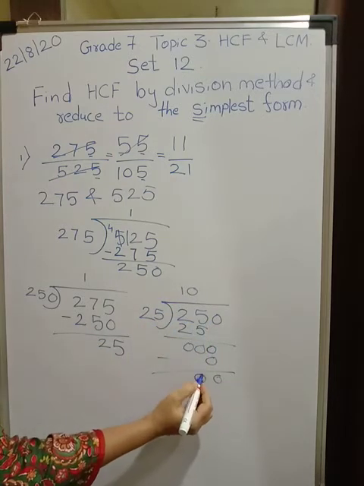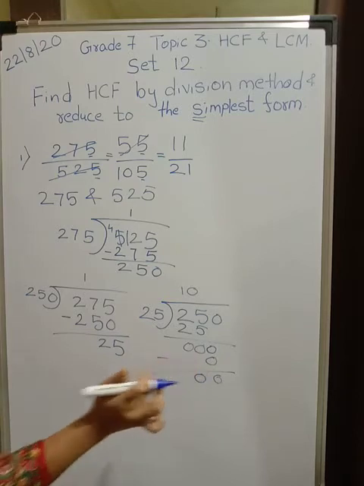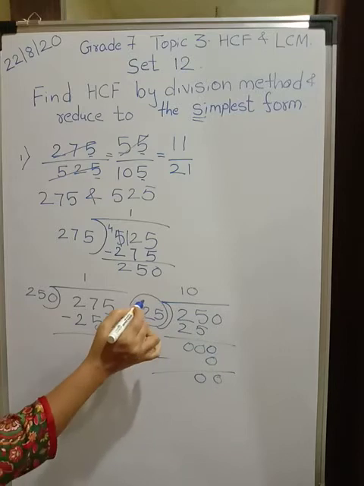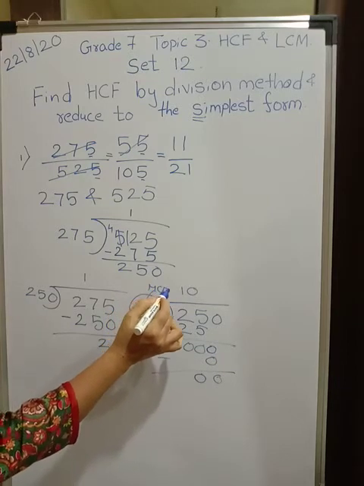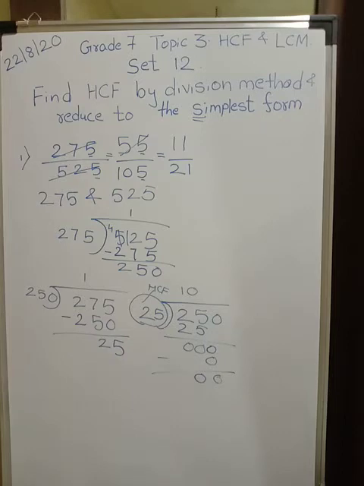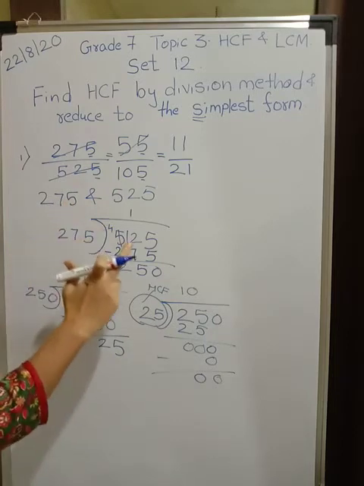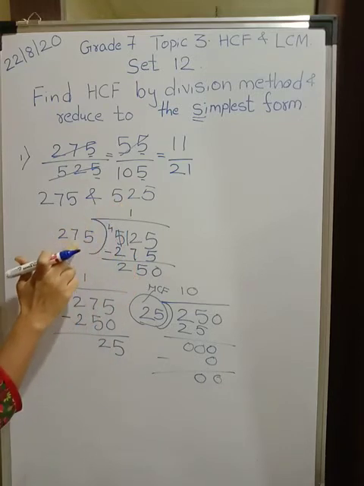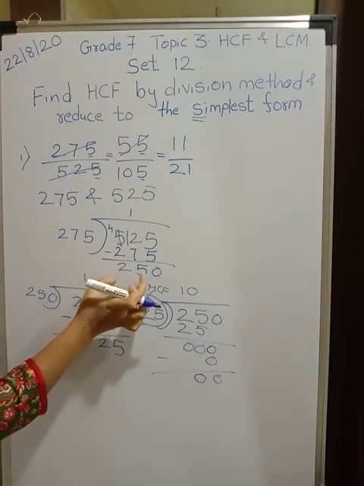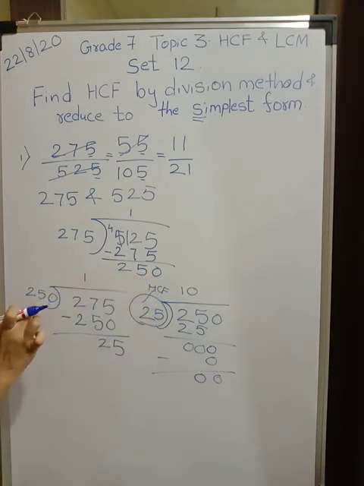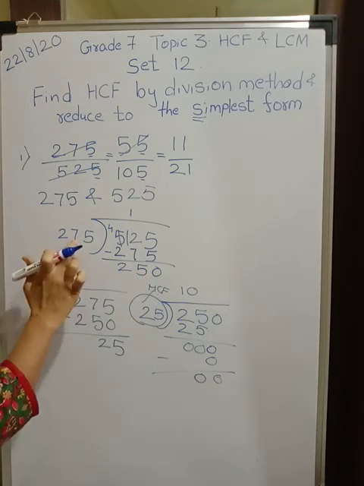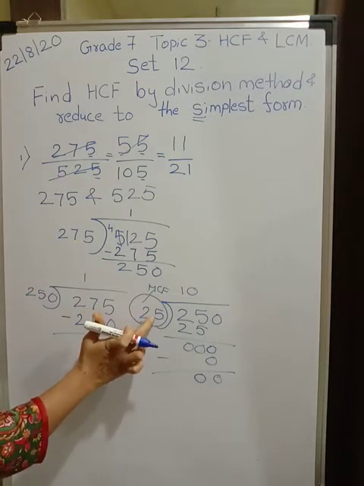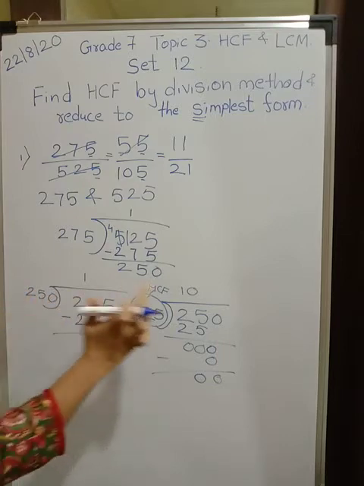Now after getting remainder as 0, whatever is the divisor is your HCF. Are you understanding me? See again. First you take the bigger number, let that number act as the dividend, the smaller number will act as the divisor. Carry out division. You will get some remainder. Again that remainder will act as the divisor and the initial divisor will act as the dividend. Similarly now 25 will act as the divisor and 250 will act as the dividend.